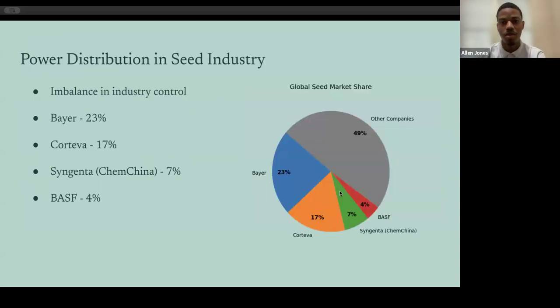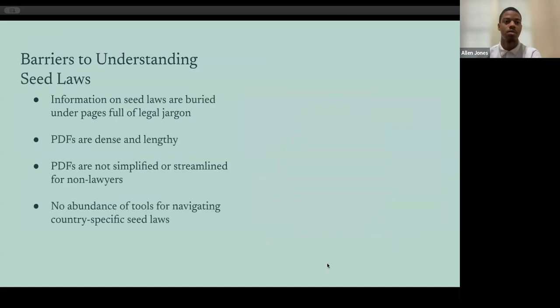And this is just an example of the power distribution in the seed industry. There are four main companies: Bayer at 23%, Corteva at 17%, Syngenta at 7%, and BASF at 4%. Together they take up 51% of the industry, creating a monopoly. So while the UPOV says they're really there to help small scale farmers, they're really only helping those major seed companies.